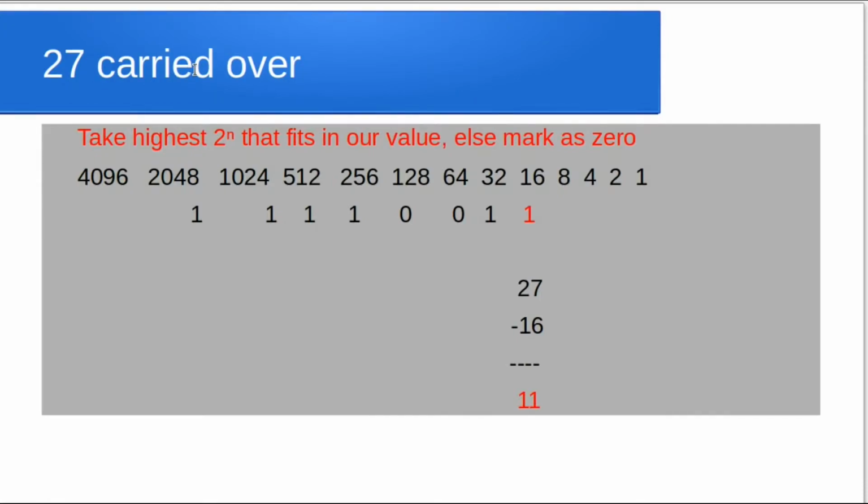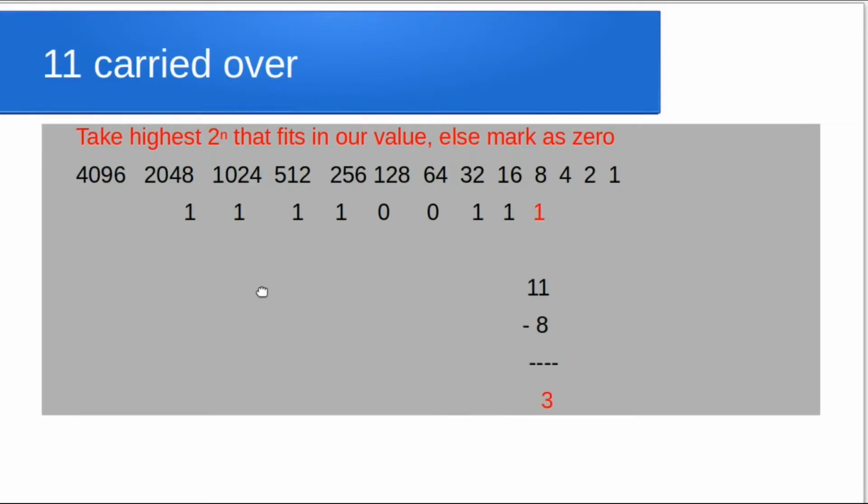and then we apply the rule again, the highest bit. And the highest bit here, we see that 16 does fit into 27, so we mark the bit that indicates a maximum of 16 with 1, and that gives us 11. And we carry on, and we carried over 11, and we see that 8 fits into 11, so we mark it, and 11 minus 8 gives you 3.